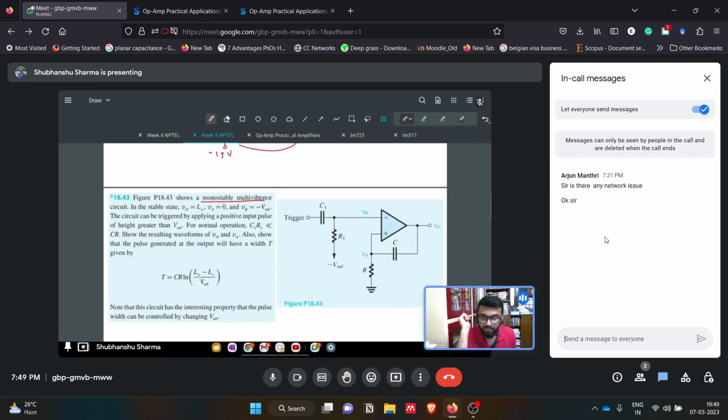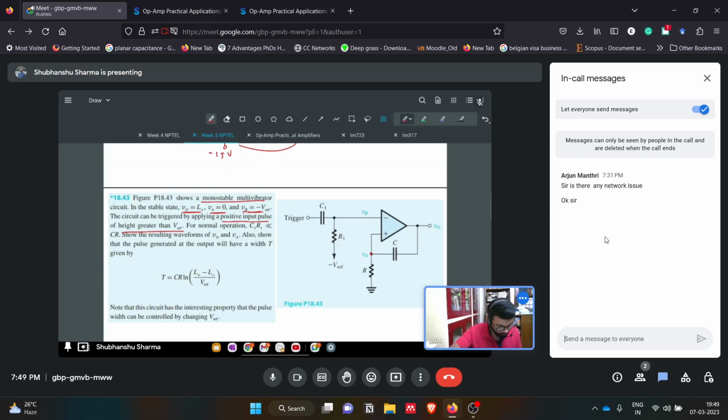So yeah, this question is saying that in a monostable multivibrator circuit, in the stable state, V naught equals L plus and VA equals 0. So they are saying VA equals 0, VB equals minus V reference, and the circuit can be triggered by applying a positive input pulse of height greater than V reference. So how will you solve this?